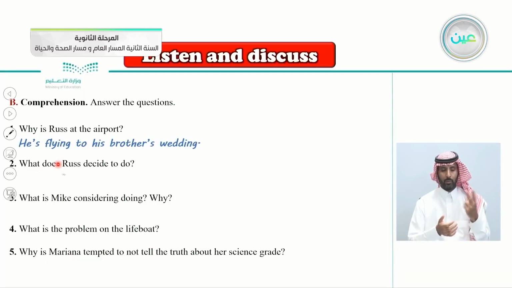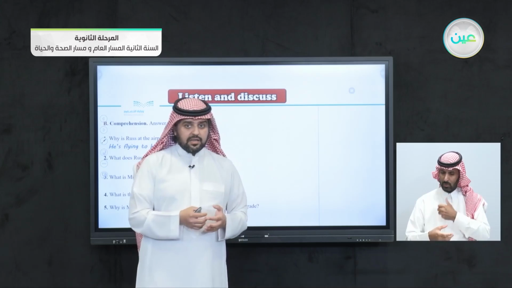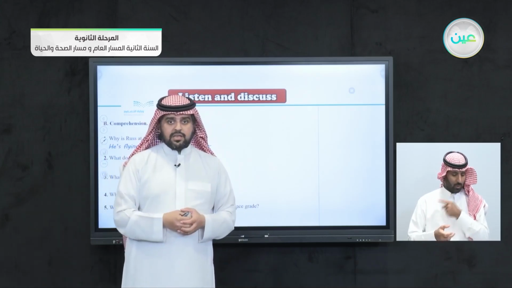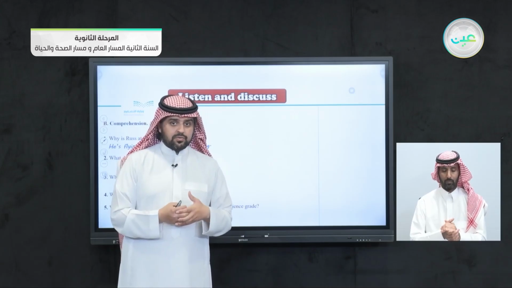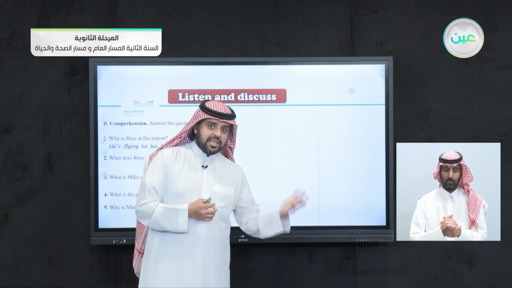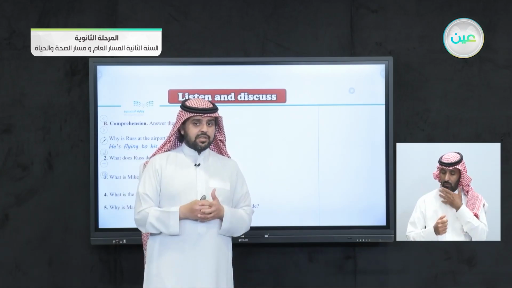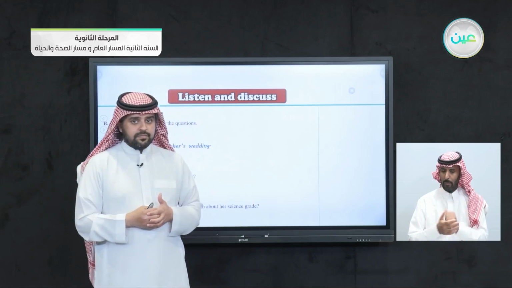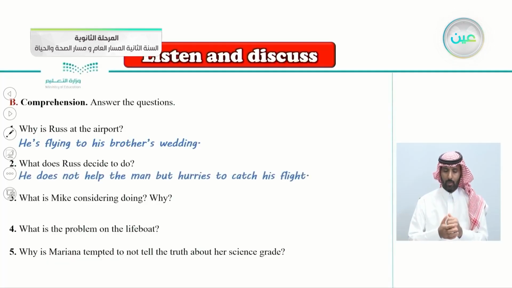Number 2, what does Russ decide to do? So at the end, what did Russ do? Did he help the old man, or did he run to catch the plane and go to his brother's wedding, ignoring the old man? Or did he help the man and miss his flight? So what did he do? Let's see the correct answer together. He does not help the man, but hurries to catch his flight.